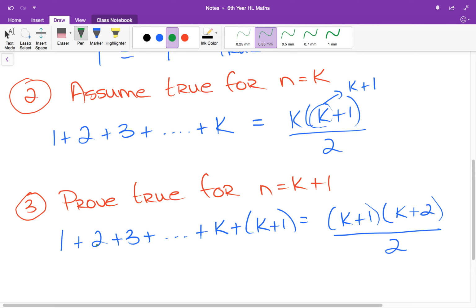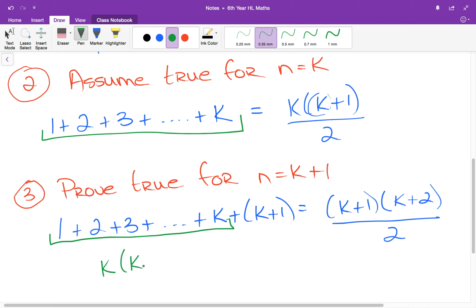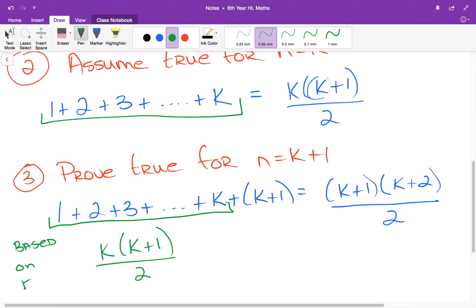Okay, so we're going to use the assumption now. So we're going to take this bit, which is the same as the bit in the assumption, and we're going to let it equal this. So obviously this bracket isn't there, that was just there to explain. So we're going to let it equal k times k plus 1 all over 2. And that's based on the assumption, which you always have to do in step 3.